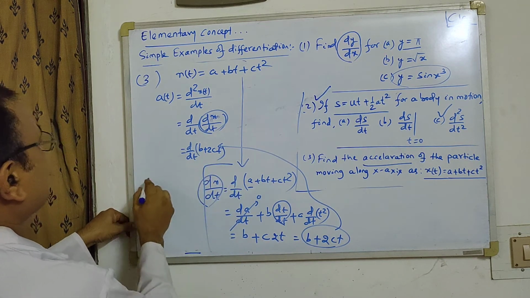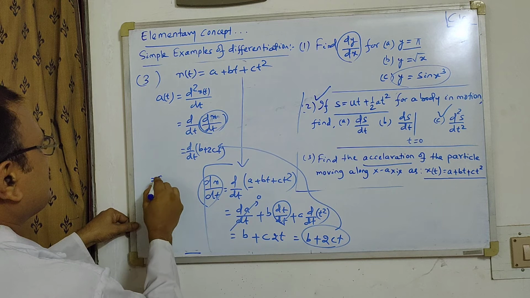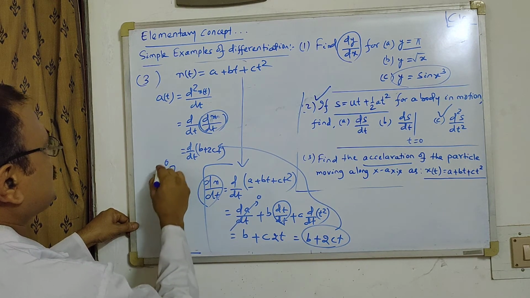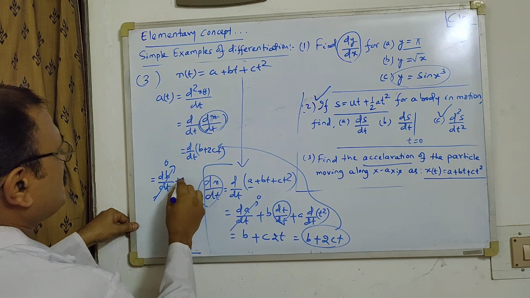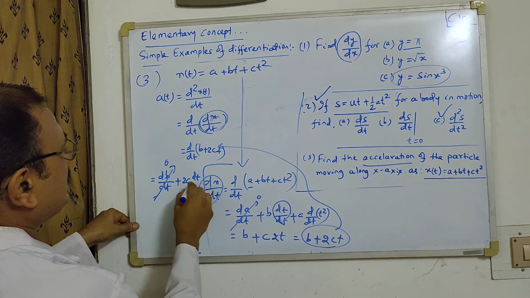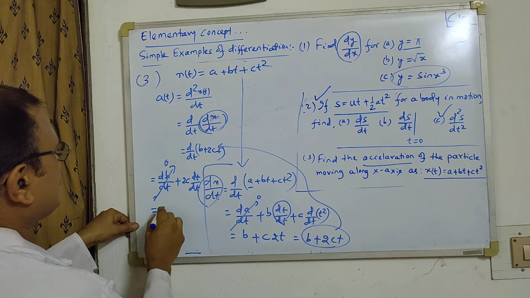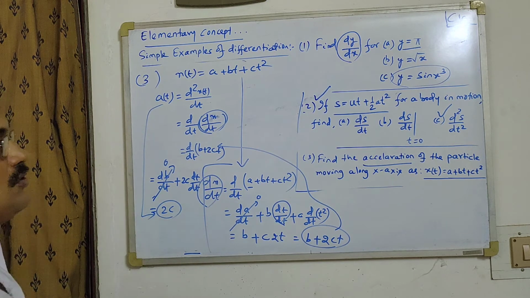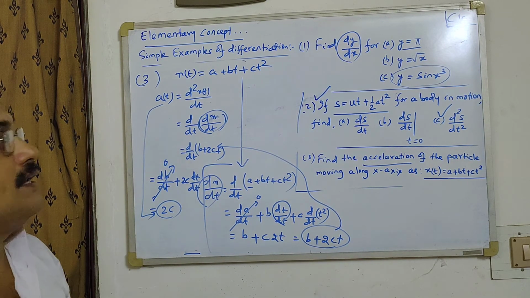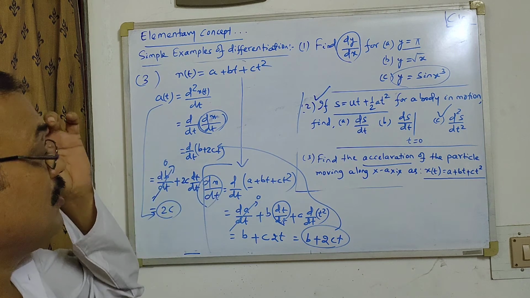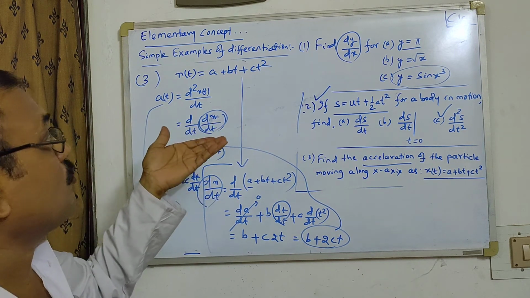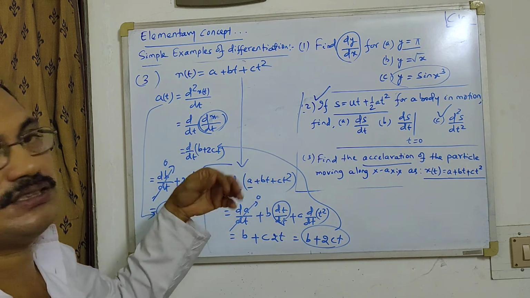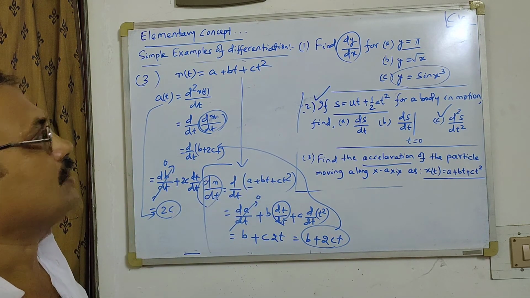So how much are you getting then? That is db by dt, this being constant, you set it to 0, and the 2c being constant goes outside, now dt by dt is 1. So therefore the acceleration term you are getting is 2c. This is how you can apply in various cases of particles under motion to find out the velocities, accelerations and various parameters as we have described.